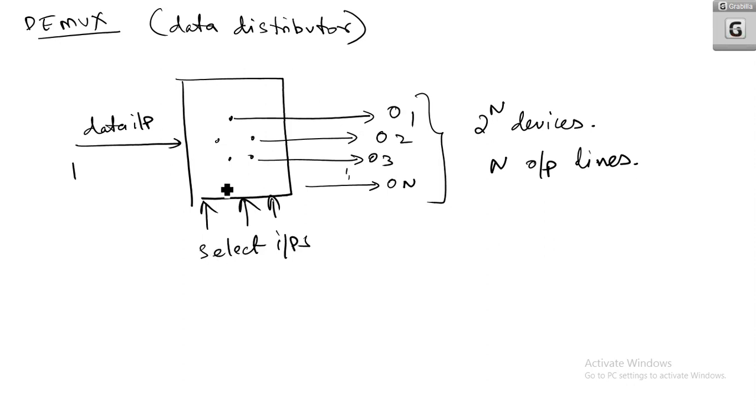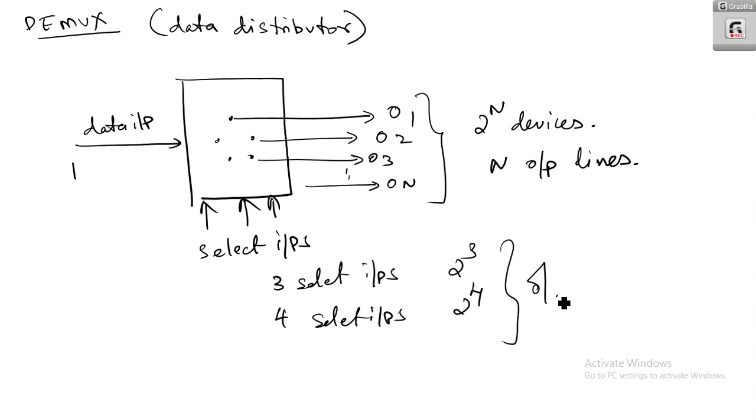Regarding select inputs, if there are 3 select inputs, we can connect up to 2^3 devices. Whereas if there are 4 select inputs, you can connect up to 2^4 output lines. So that is the relation between the number of select inputs and outputs. That is basically the function of a data distributor: the one input line is distributed into different sets of outputs.